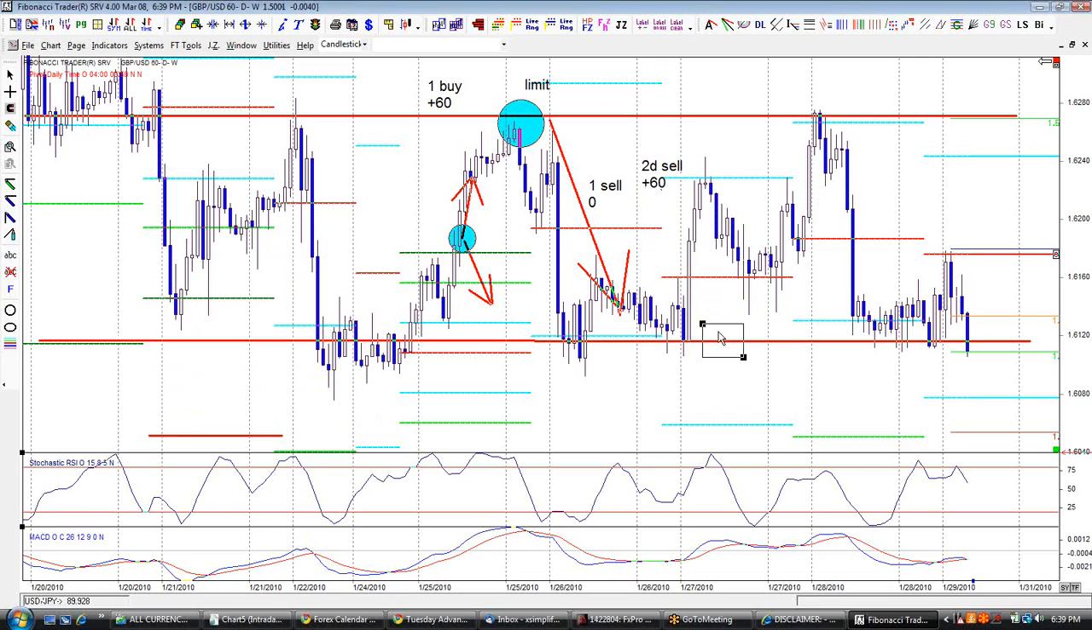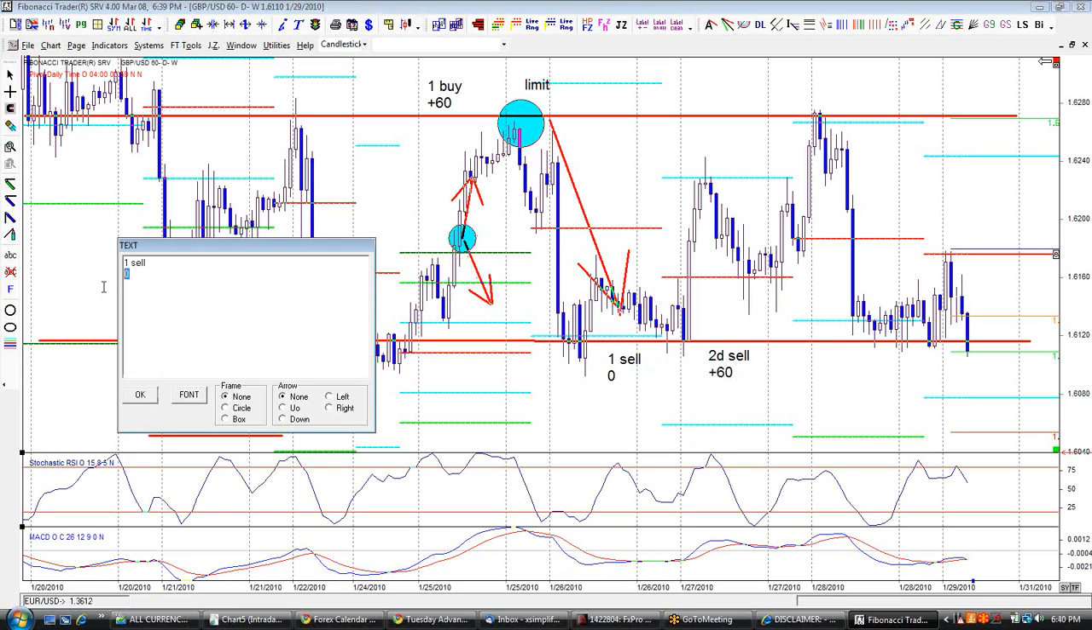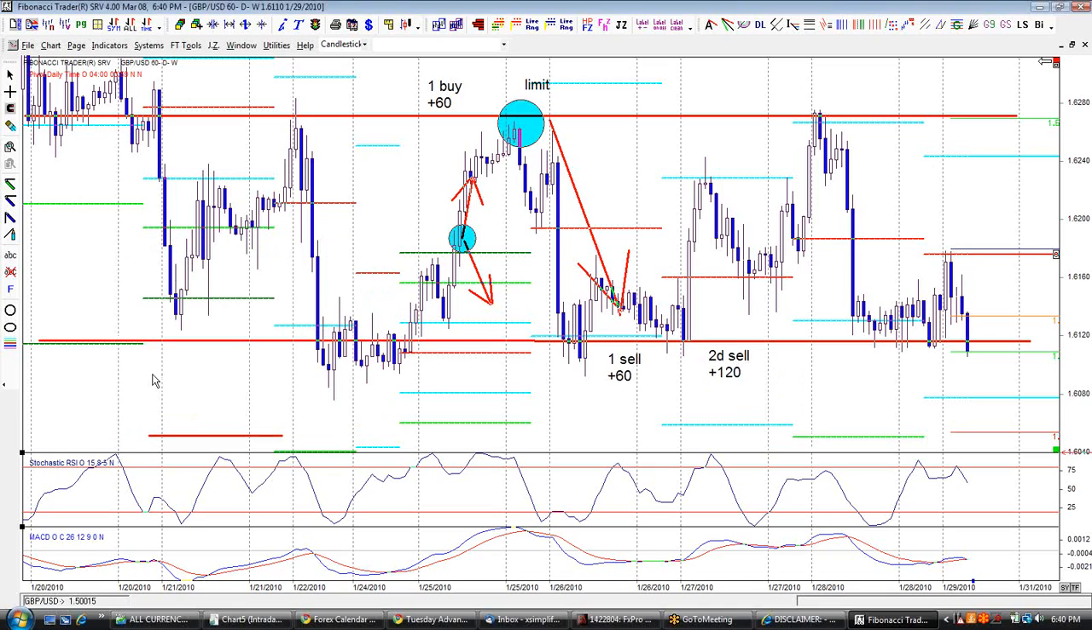If we go all the way to the bottom, the one that we entered short in the middle of the consolidation will be plus 60, and the one that we entered at the top will be plus 120. Now we not only made money on the way up, we made money on the way down.